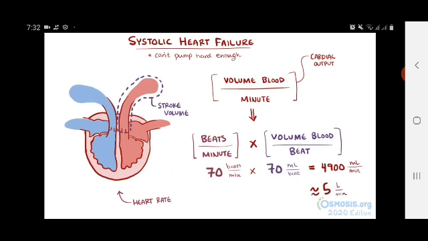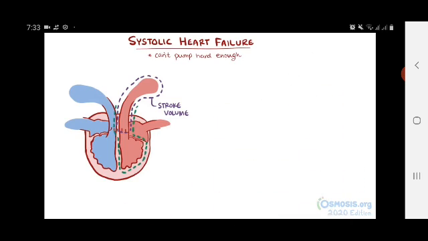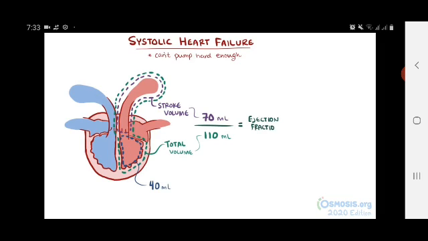So notice that not all of the blood was pumped out, right? And the stroke volume is only a fraction of the total volume. The total volume might be closer to 110 milliliters, and 70 milliliters is the fraction that got ejected out with each beat. The other 40 milliliters kind of lingers in the left ventricle until the next beat, right? In this example, the ejection fraction would be 70 milliliters divided by 110 milliliters, or about 64%. A normal ejection fraction is around 50 to 70%.